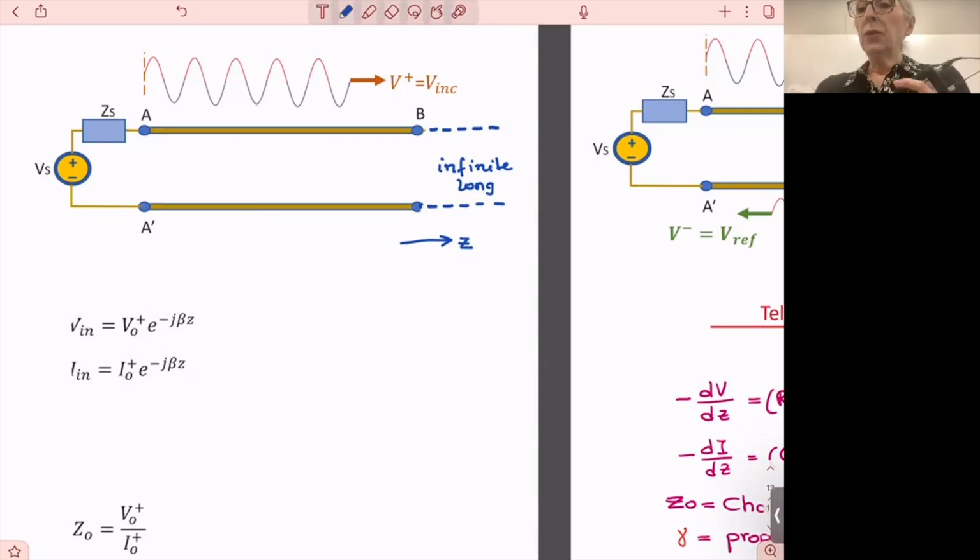And this wave is going to be in this form in the phasor domain. Practically, it has an amplitude, or magnitude, because we are in the phasor domain, and it has a phase. The magnitude of the wave does not change, but its phase changes, and it changes linearly with the length by this constant.